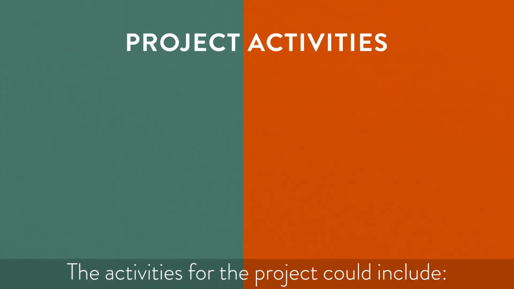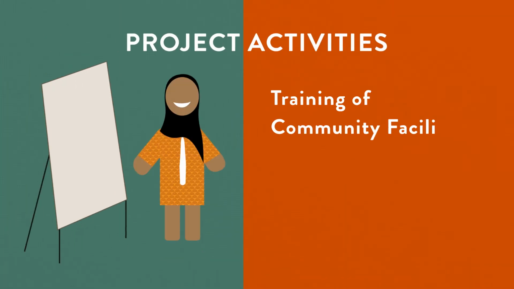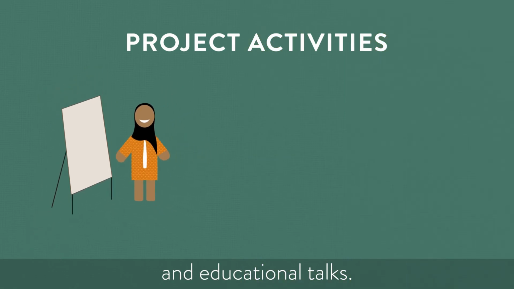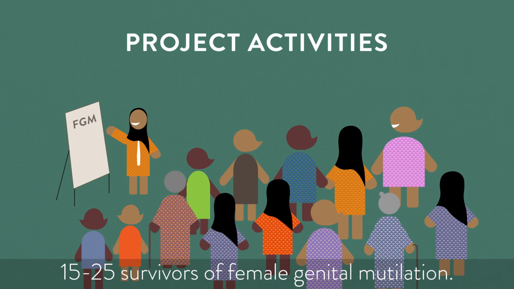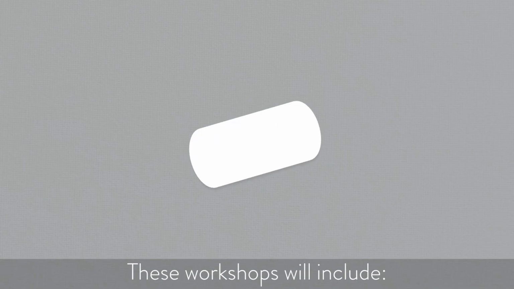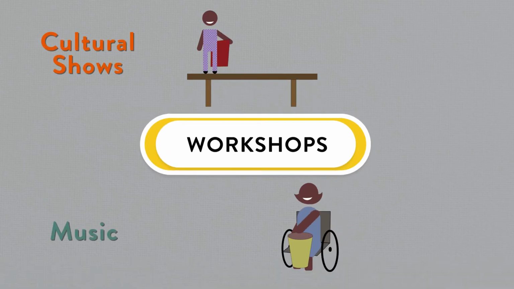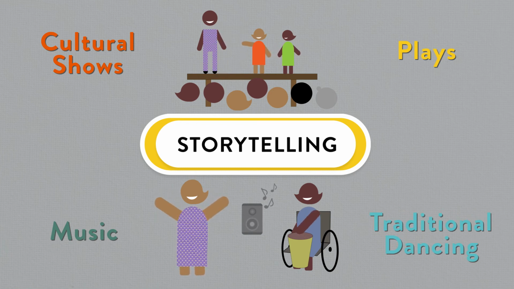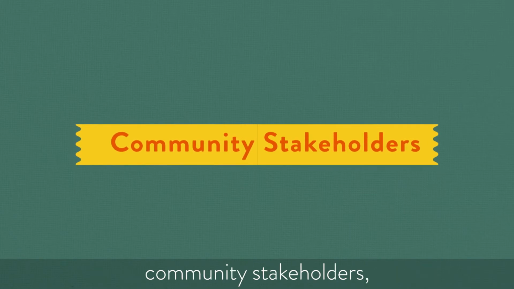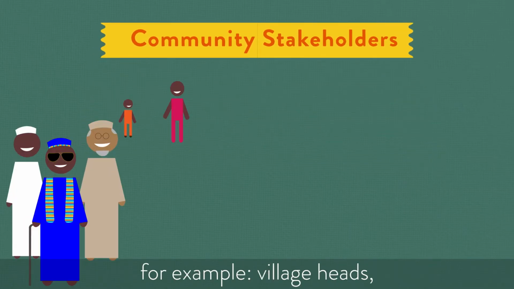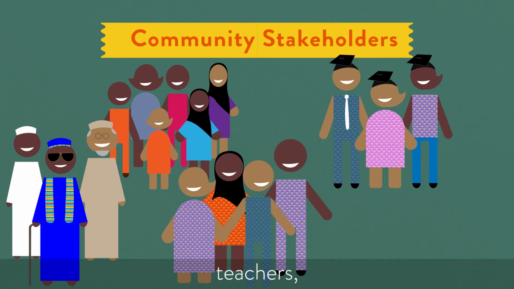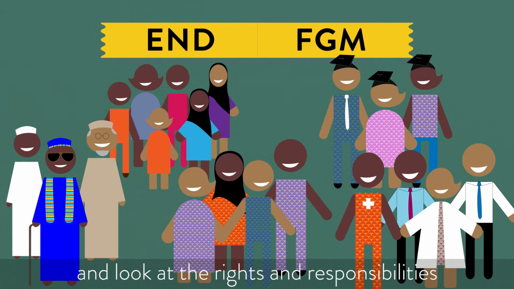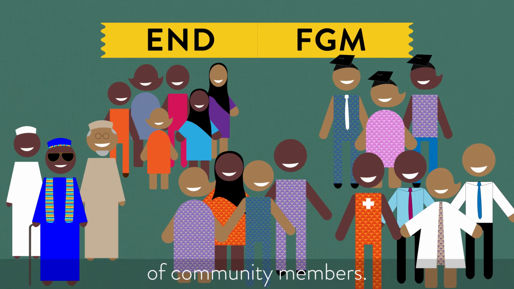The activities for the project could include training of community facilitators. The facilitators will run community workshops and educational talks. Each workshop will reach 15 to 25 survivors of female genital mutilation. These workshops will include cultural shows and music, plays and traditional dancing, and they will advocate through storytelling. 6 workshops will be run on the role of community stakeholders, for example, village heads, young people, parents, teachers, and community leaders. These will also look at ending female genital mutilation and look at the rights and responsibilities of community members.